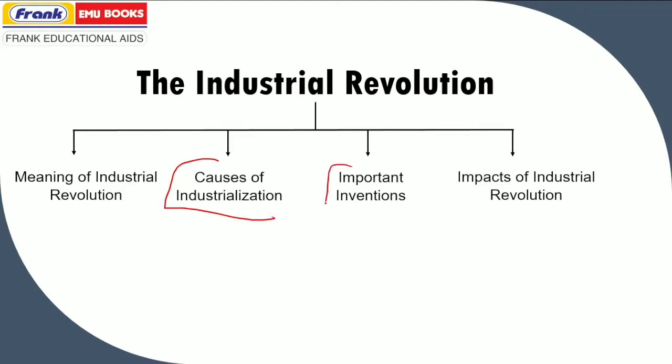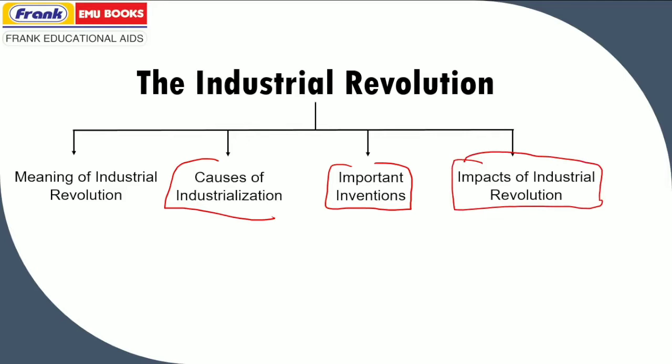Then we'll have a look at the important inventions that were made during this period, be it the spinning jenny, be it dynamite, be it the typewriter, etc. Then at the end, we will learn about the impacts of the industrial revolution, and then we will conclude the lecture with a differentiation between socialism and capitalism.